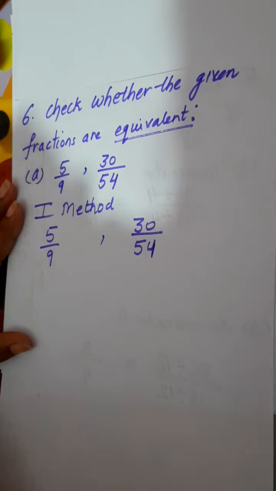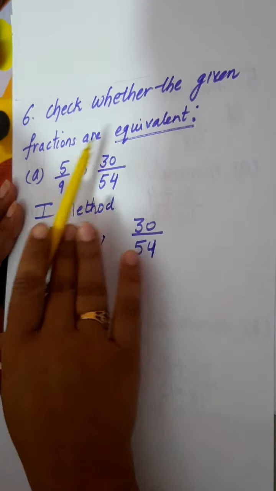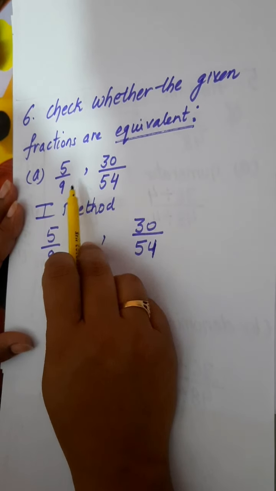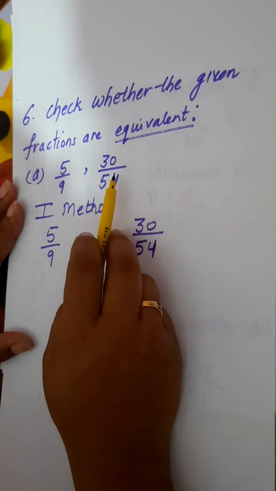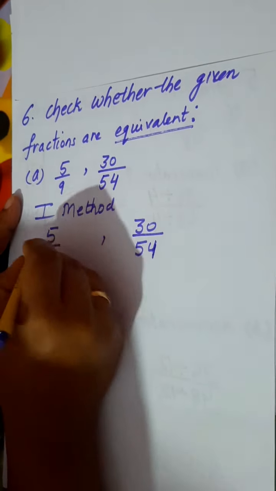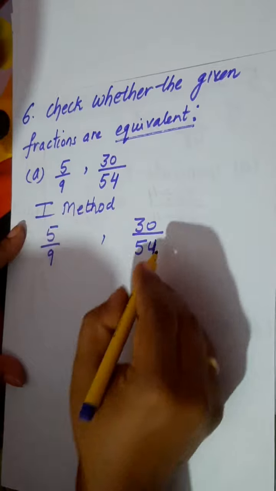Question number 6 is: check whether the given fractions are equivalent or not. In this I have to find whether both are equal or not. I will solve this question by two methods. The first method is, I just write 5 upon 9 and 30 upon 54.